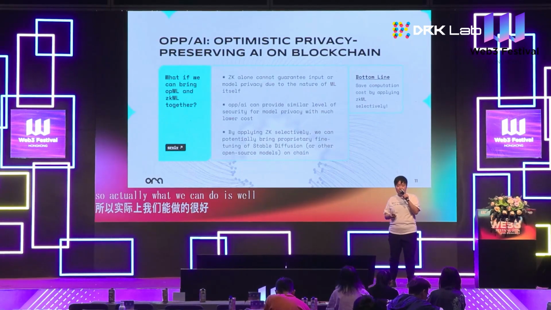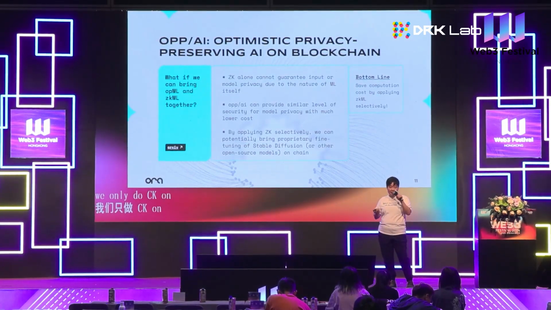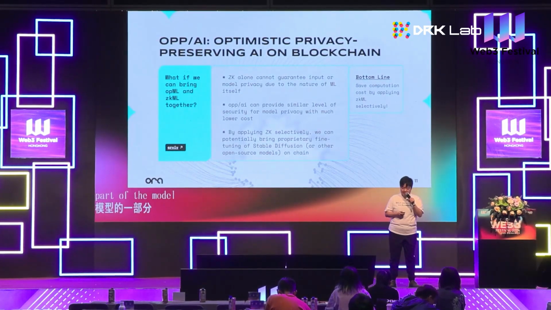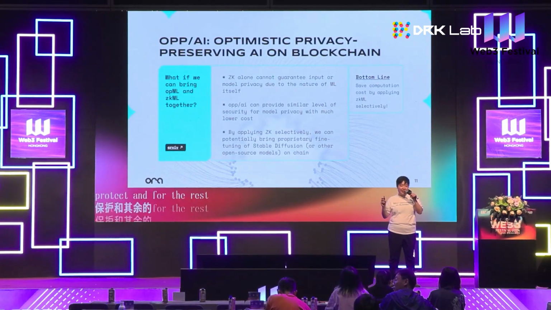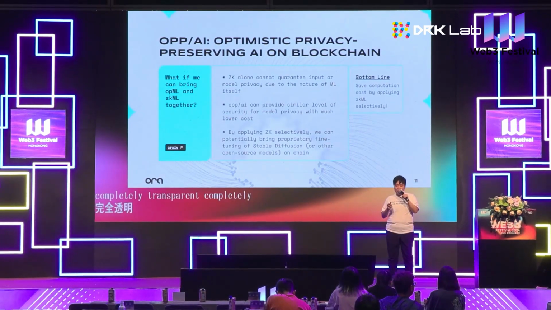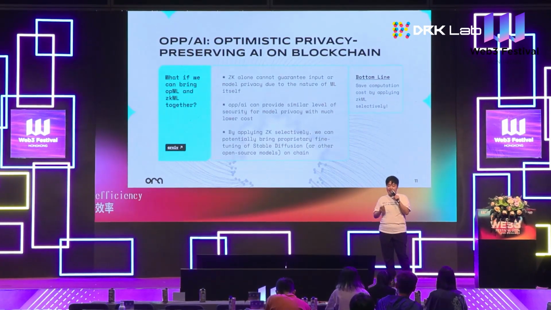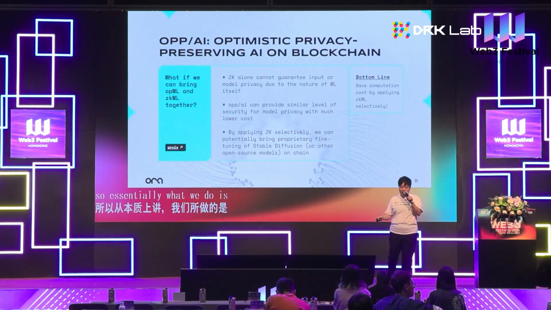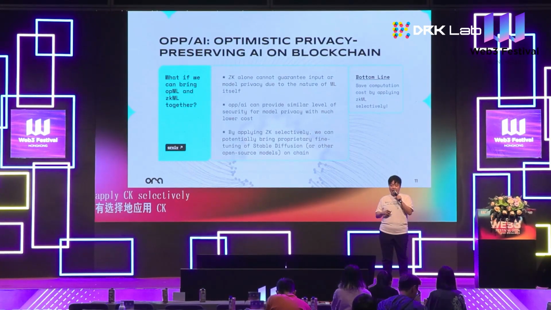And for the rest of the model, which is not that important, we will do an optimistic system. So completely transparent, completely public, but we gain computational efficiency. So essentially what we do is we apply ZK selectively on different parts of the model, and we can save a lot of computation costs.